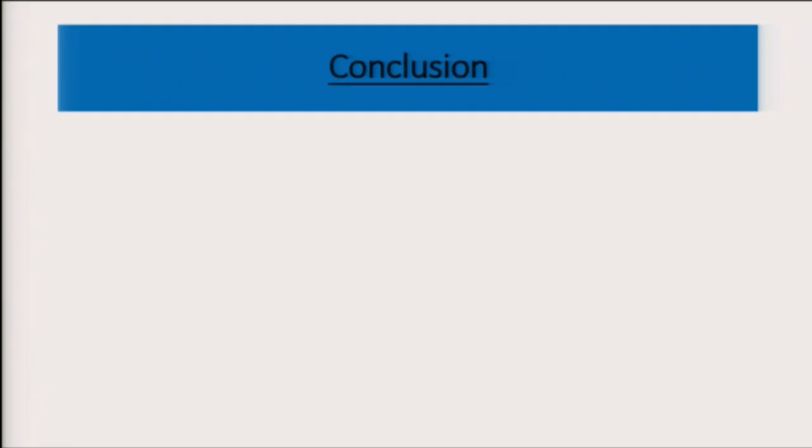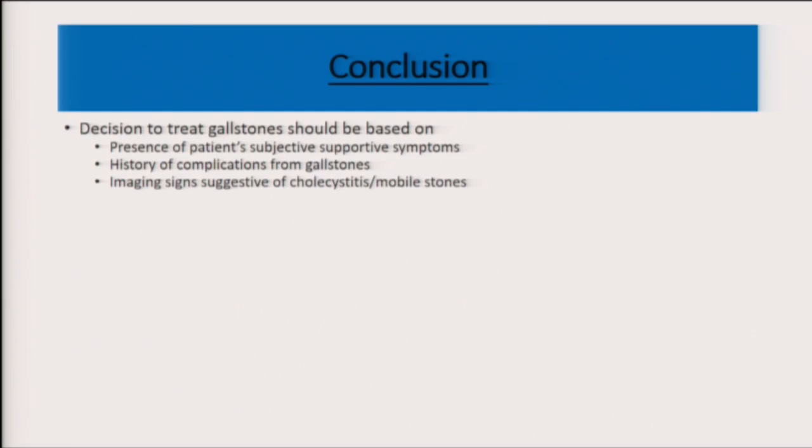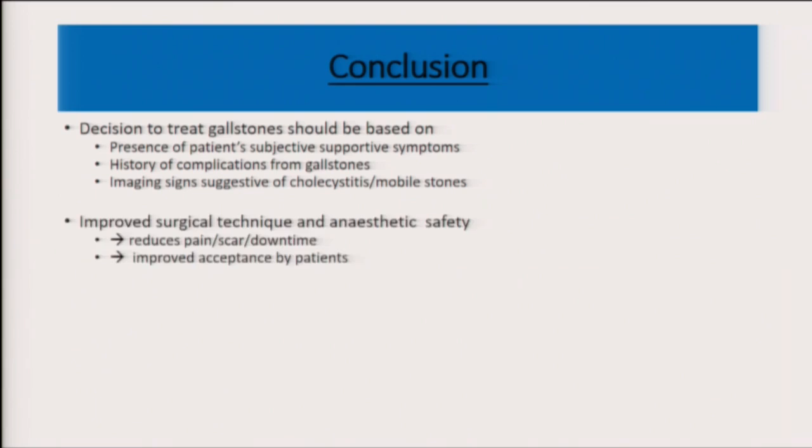So, ladies and gentlemen, Mr. Chairman, I want to conclude my talk on this topic. The decision to treat gallstones should be based on, number one, whether the patient has subjective symptoms, or there's a complication from gallstones, or imaging signs of chronic cholecystitis, or mobile gallstones. This treatment decision is based on the fact that we now have improved surgical technique and anesthetic safety. This helps to reduce the pain, the scar, and the downtime the patient will experience, and should therefore allow patients to accept treatment for gallstones easily.